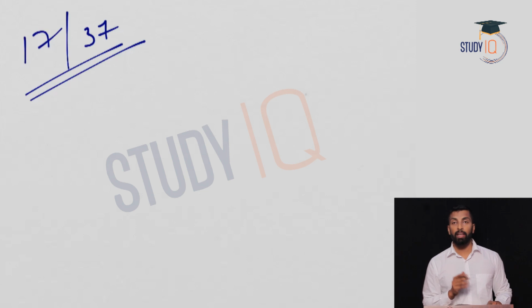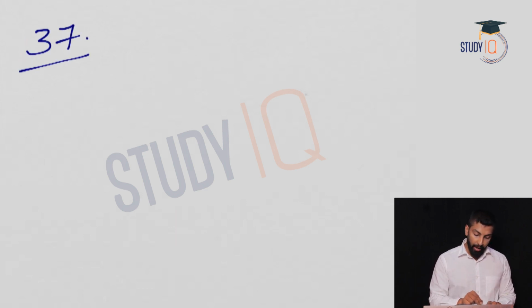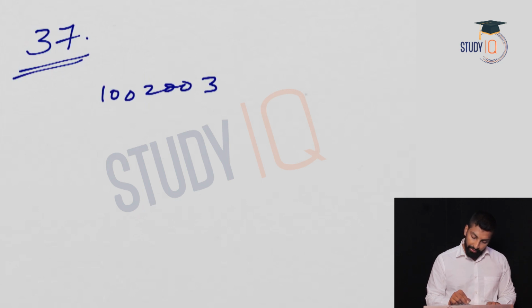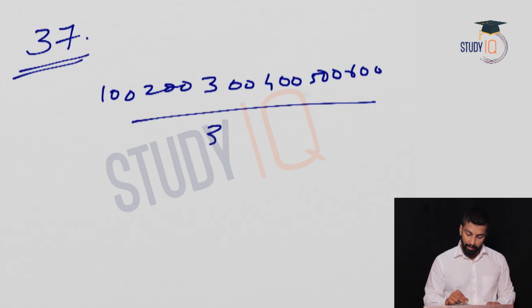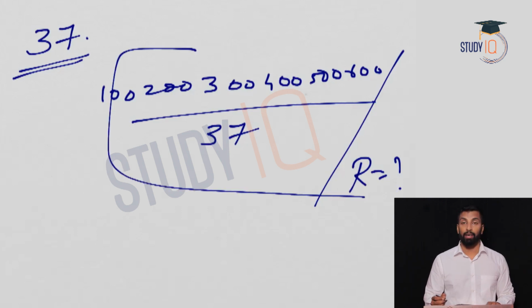Now let's quickly look at the divisibility rule of 17 and 37. So with this it will be complete. You will be in a position to solve any questions which can come in any aptitude exam. So let's start off with 37 because it's actually a continuation from what we have learned till now. Let's take 37. Suppose you have a question: 100200300400500600 divided by 37, see what is the remainder. That is your question. So how will you solve it is what I need to discuss with you.